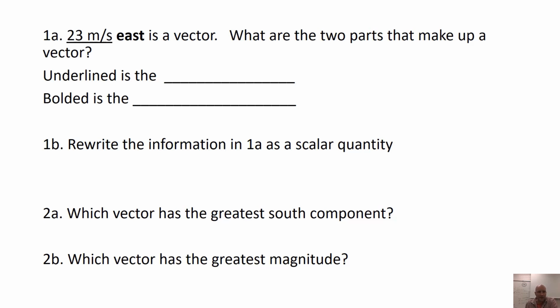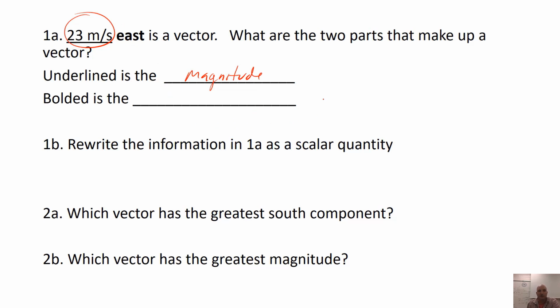Okay, so we have 23 meters per second east, which is a vector. There's two parts to make up this vector. The first part, it's underlined, is called the magnitude. In a magnitude, what it's made up of is a number and a unit. So the 23 and meters per second would be included in the magnitude.